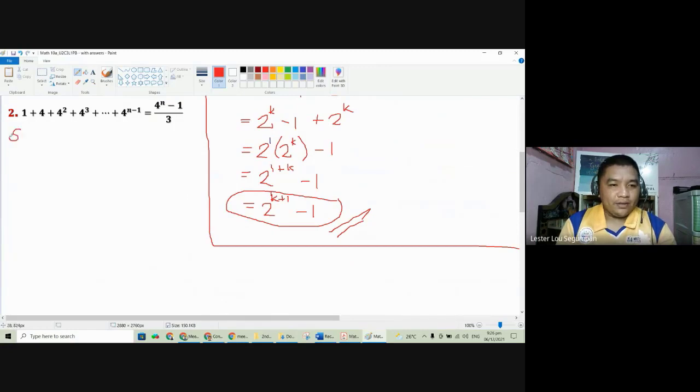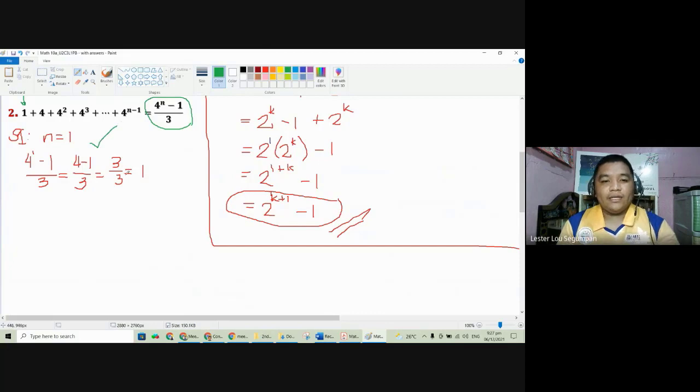So for step 1, we are going to have the value of n equal to 1. Again, you substitute 1 here and see if it returns the first term in this expression or side of the identity. So you will have 4 to the power of 1 minus 1 over 3. That's 4 minus 1 over 3, that's 3 over 3, and this is actually 1. It satisfies the given identity now, since this returns the first term of the left hand side.